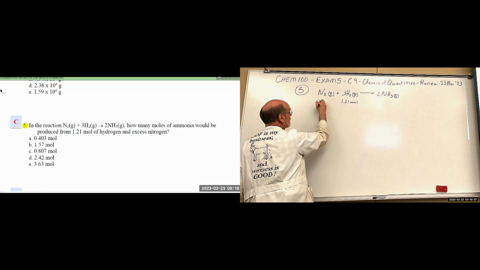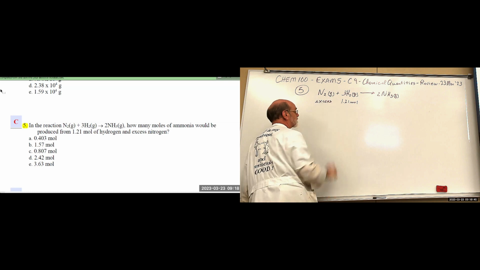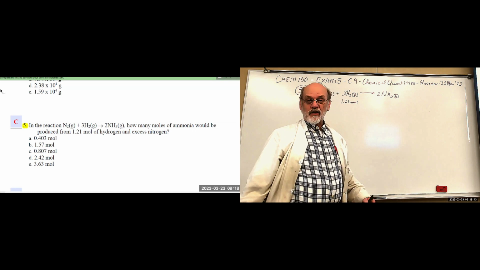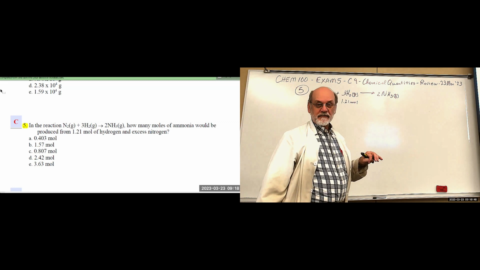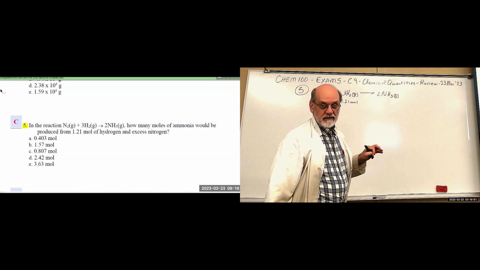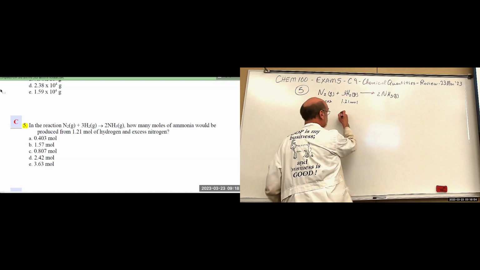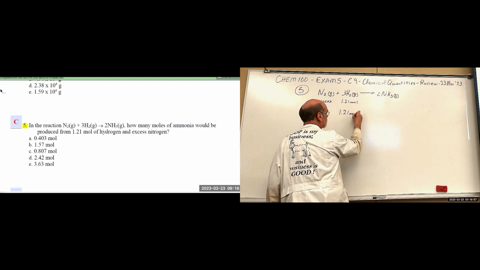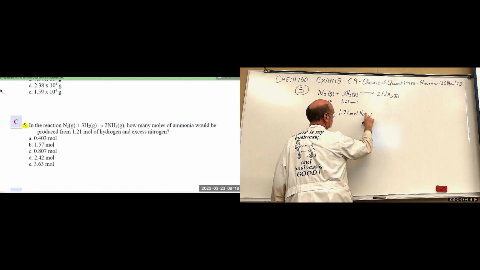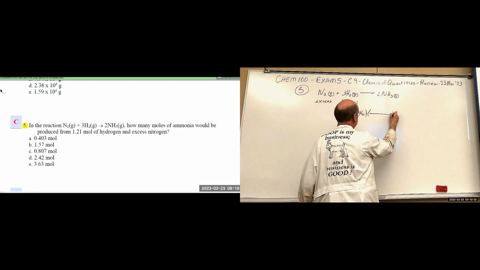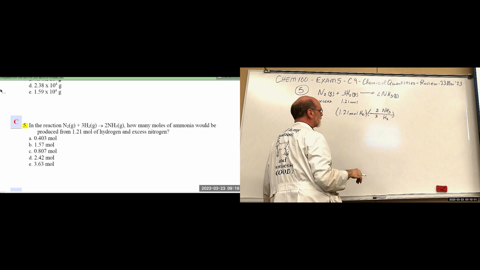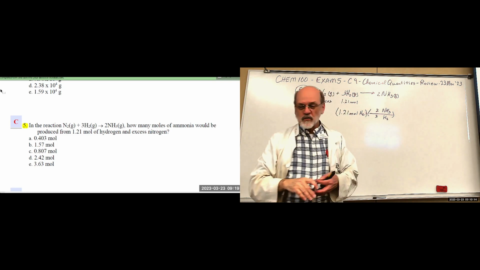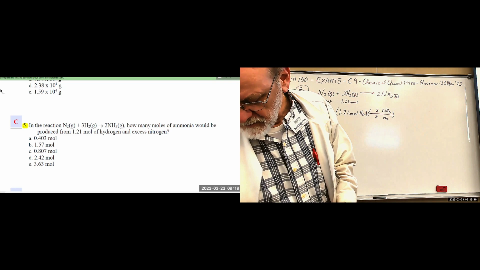And they're telling us that the nitrogen is in excess. Okay, so we don't have to determine which one runs out. We're going to use up all of the hydrogen. And how many moles of ammonia are produced? Right? This is a simple one-step calculation. Hydrogens cancel, leaves us with ammonia, and the ratio is the coefficients. So 2/3 of that, of 1.21, will give us our answer.